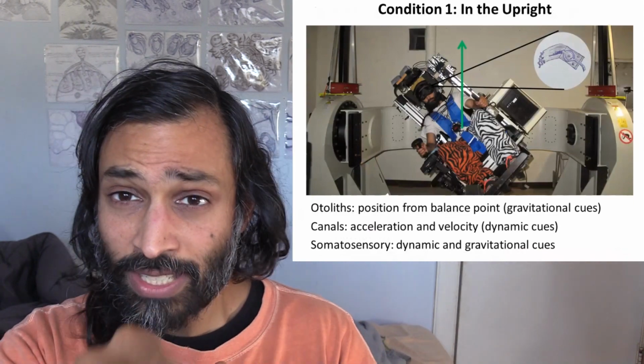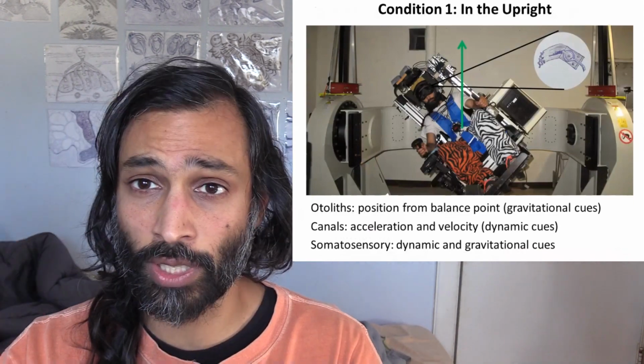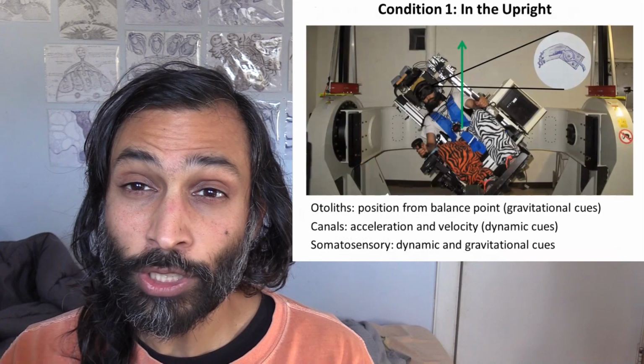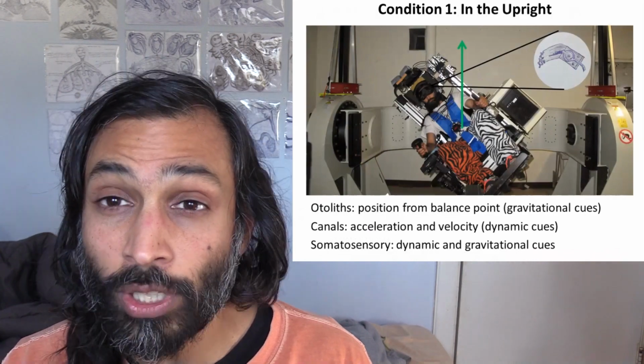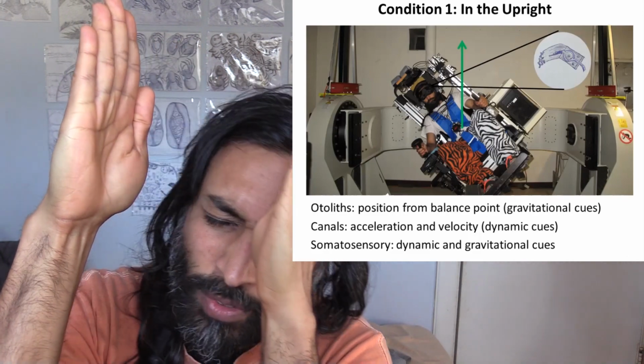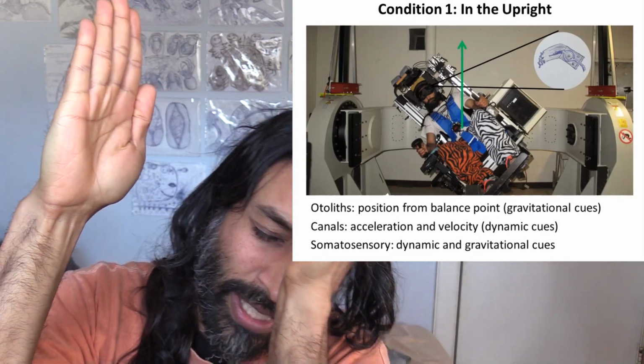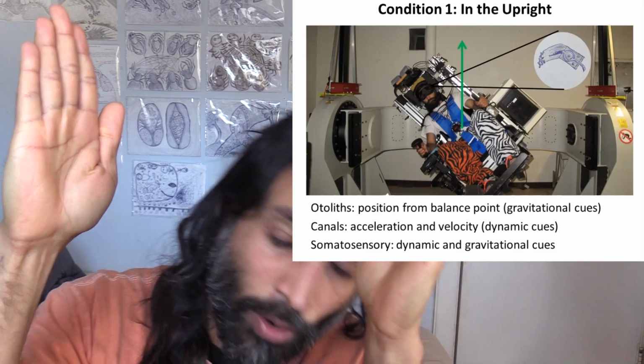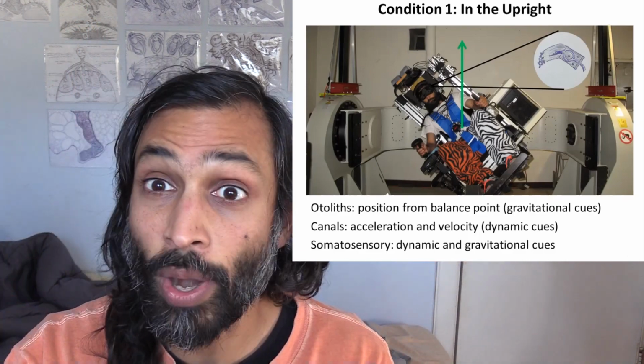So to summarize, in this upright control condition, even though I'm blindfolded, I have a pretty good sense of where I am because my otolith organs are telling me the balance point is here. The further I get away from the balance point, the more those hairs deflect, so I can use gravity to figure out where that balance point is and where I am.